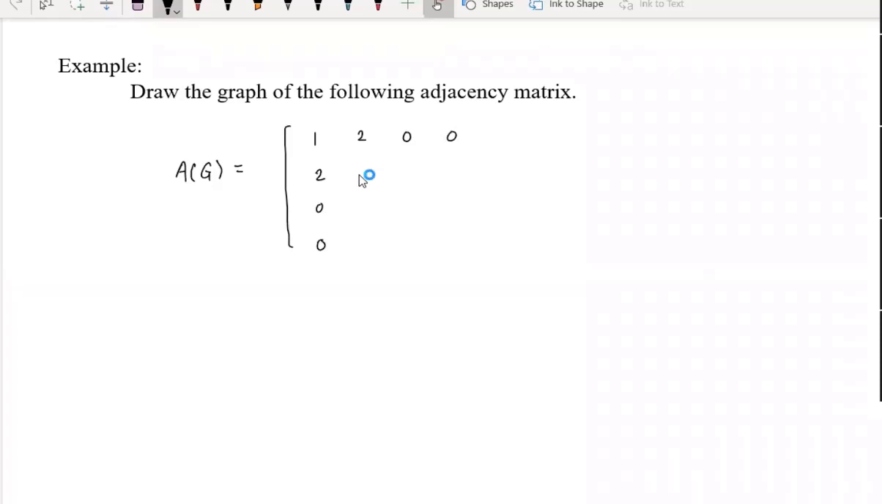First row and first column should be identical in an adjacency matrix. Means corresponding row and column should be identical. Then this is 1 0 1 0 1, then 0 2 2, and this is 0. Okay, so this is our adjacency matrix. It is given, and we have to draw the graph of this adjacency matrix.